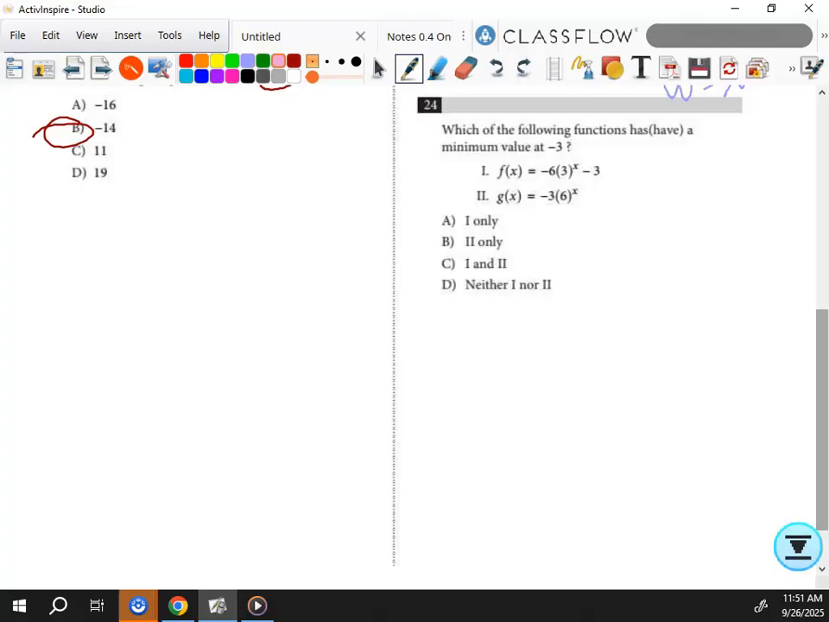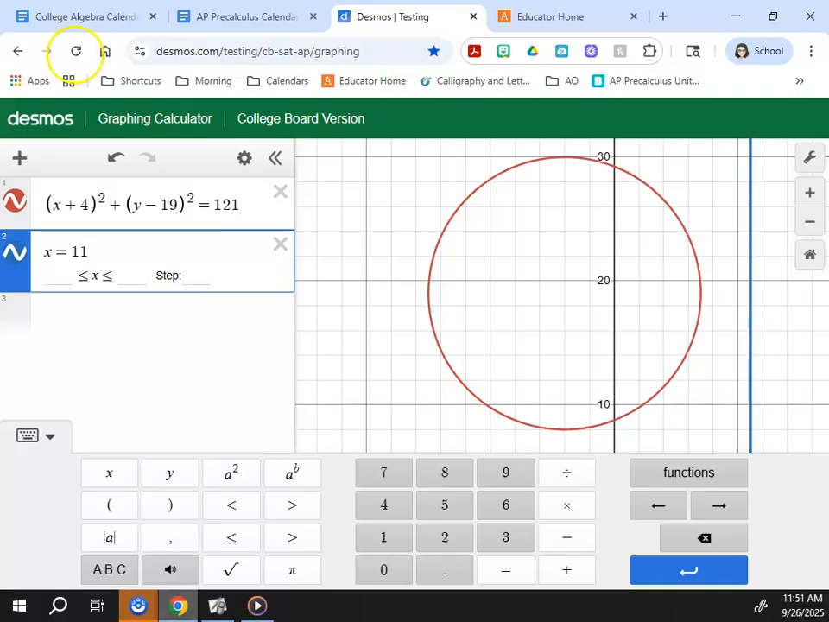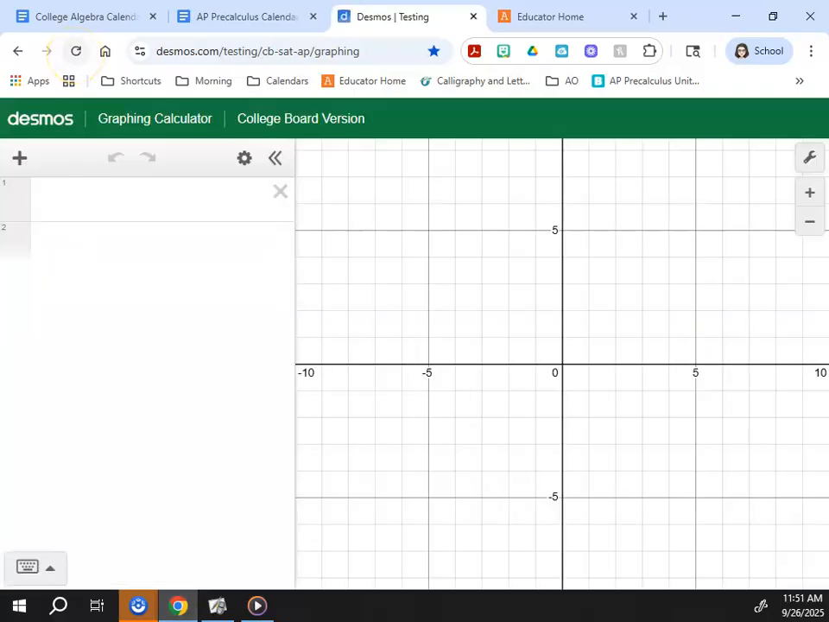What they're really testing here in 24 is, do you know your transformations? But you don't really have to know them that well because you've got Desmos, okay? What you do have to know is what it means to have a minimum value, okay? If I have a parabola, that would be the minimum. If I have something like this, I could have a couple different minimum values, whatever's happening, right? Let's type this into Desmos. So I'm going to refresh, and then I'm going to type that in.